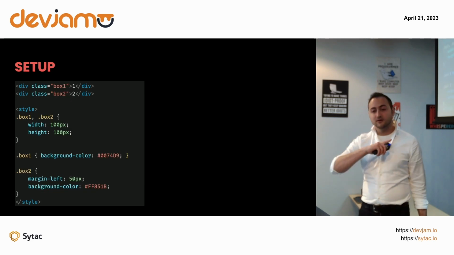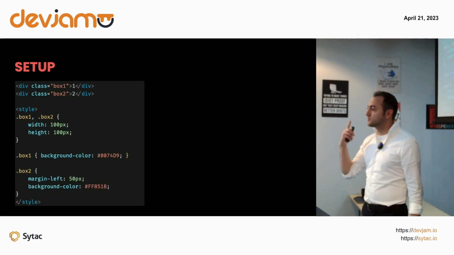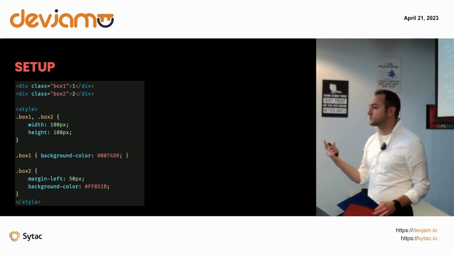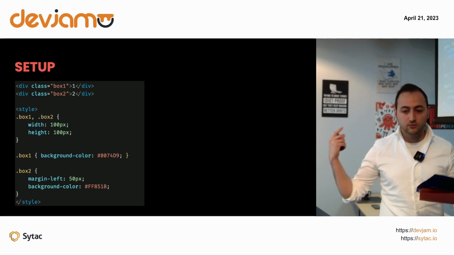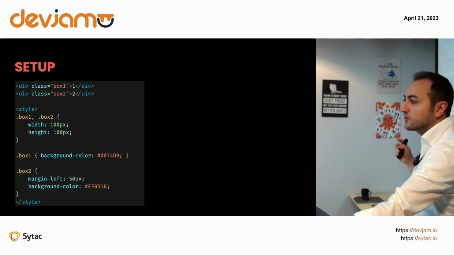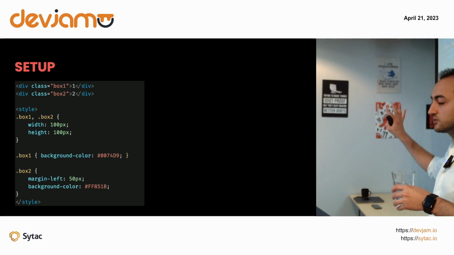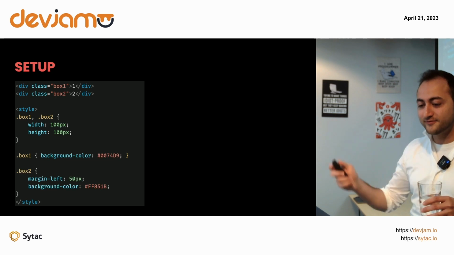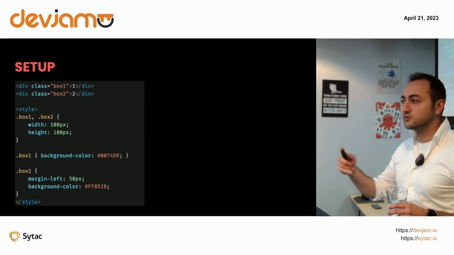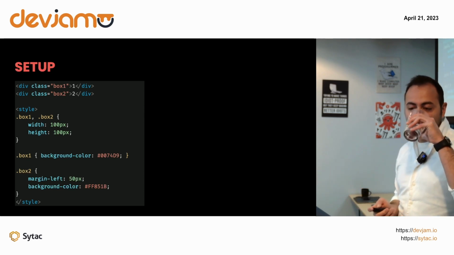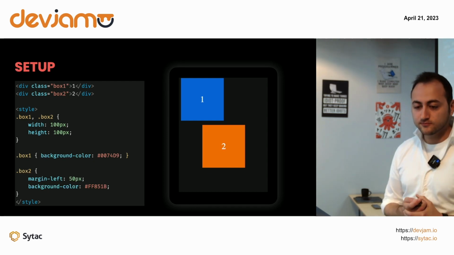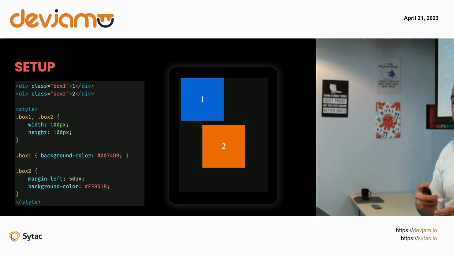So I know the code is probably not very readable at the end, so I'll always try and read it. But as a setup, we have two elements today, box 1 and box 2. All the code will use this setup. They're both 100 by 100 pixels. They have different background colors, and one is pushed a little bit to the right or left. And I'm going to try and overlap them with different techniques so we can see which one goes on top of which one. These are the two boxes. The code doesn't really matter, just 100 by 100.